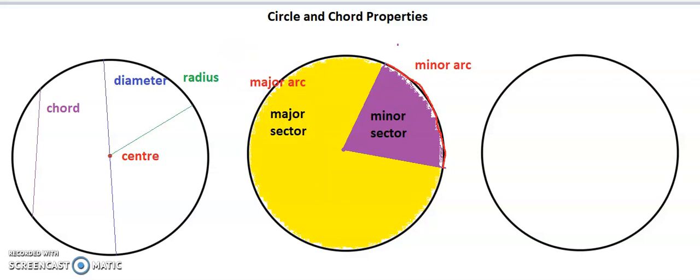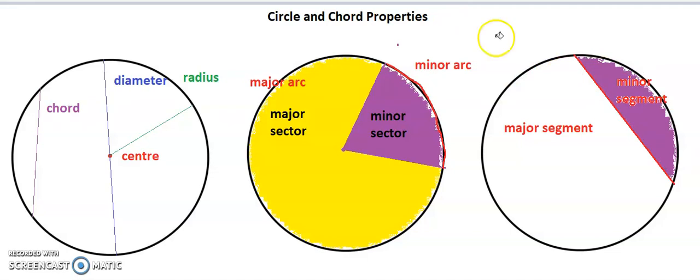And that is the same thing that applies with our segments. So we've got a segment here, but again, we've got a major segment, and we have a minor segment. And again, it all just comes down to that sizing area.